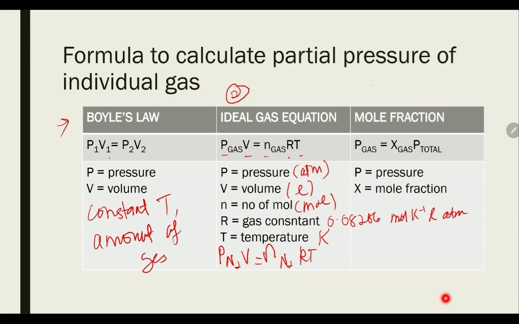The third one uses mole fraction. Here, P gas is not the total pressure, but the partial pressure of the gas we are looking for. So for example, P H2 is the mole fraction of hydrogen gas times the total pressure. We're going to look at each of these in a different example so that you can better understand which kind of question requires which formula.